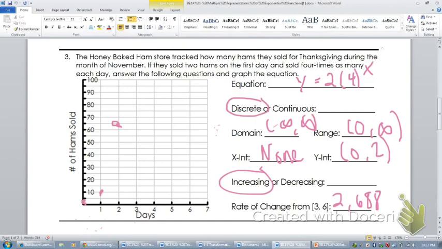Alright, guys, so these are the answers right here. Try to do the best I can as writing it. But the equation we have is, the first day they sold 2 hams, and then the rate is 4 because they sold 4 times as many each day. Alright, it's discrete because you can't have 2.5 hams. You got 1 ham, 2 hams, 3 hams. So it's discrete in that, and that's why you don't see me connecting my coordinate points over here on the graph.